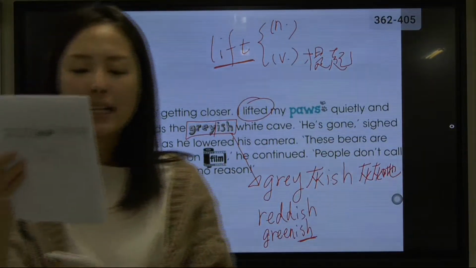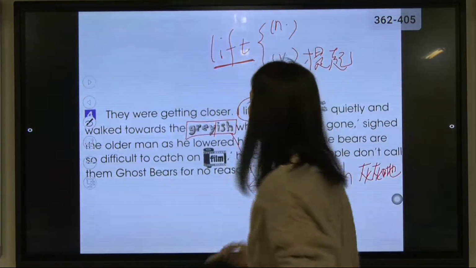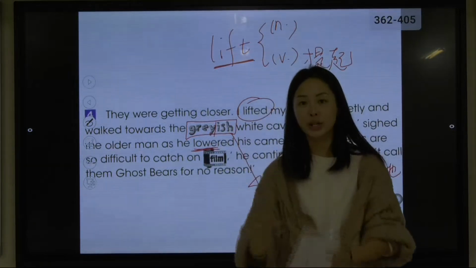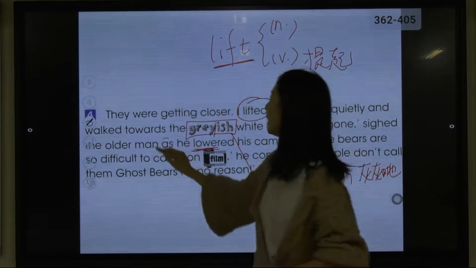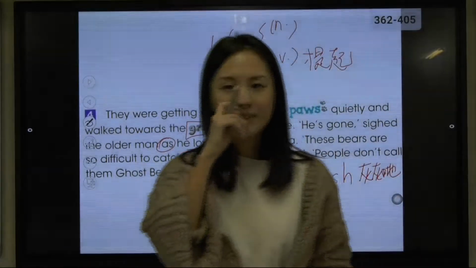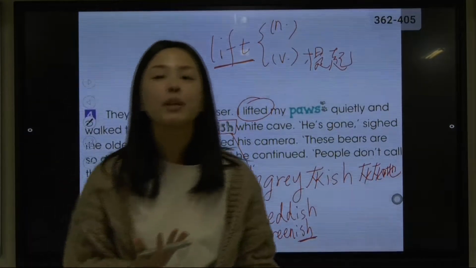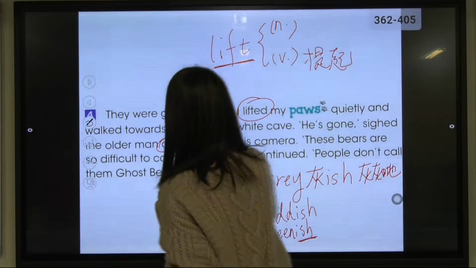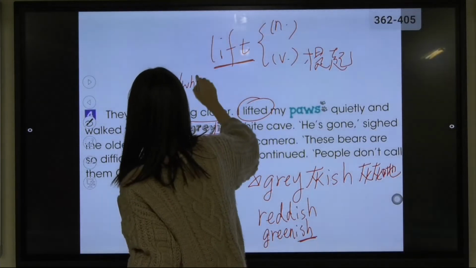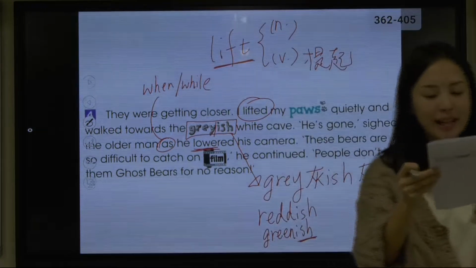He's gone, sighed the older man as he lowered his camera. Okay, lowered, okay, lowered. So here, what is the meaning of as? So I always say that as means because, right? Because. But here, as means when or while. Okay, while he lowered his camera, he sighed.